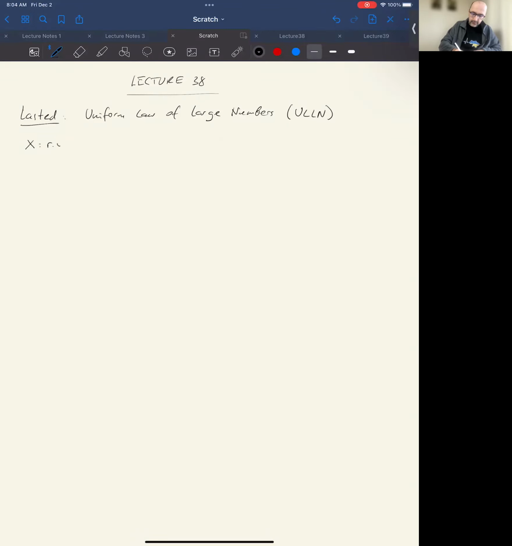X, a random variable or a random vector, maybe, taking values somewhere in some set. Could be real value, it could be random vector. And then we have access to a sample, or training data, if you like. The IID, let me write it this way, IID copies of X, meaning that they come from the same distribution as X and are independent.